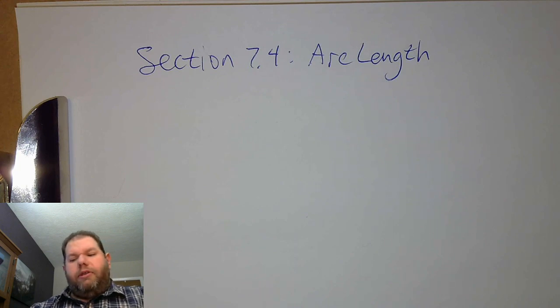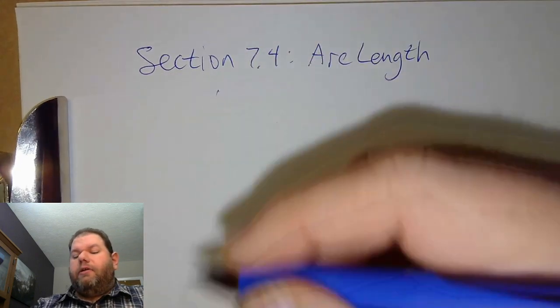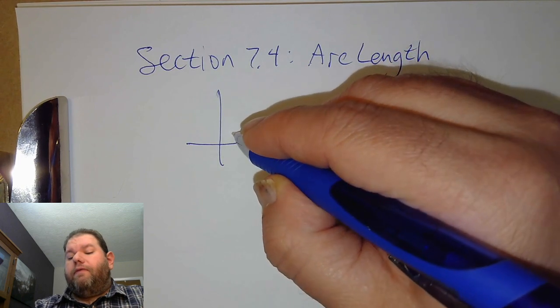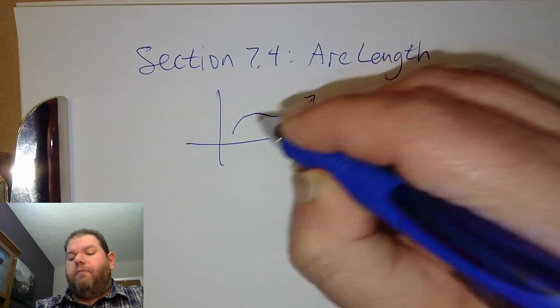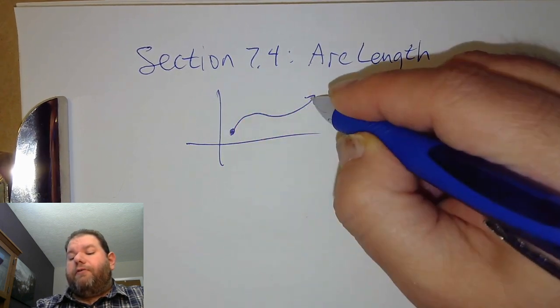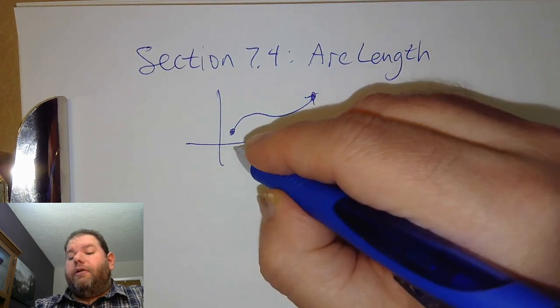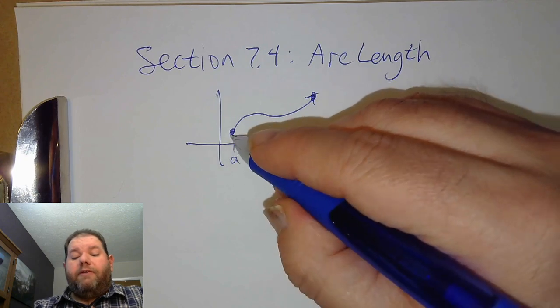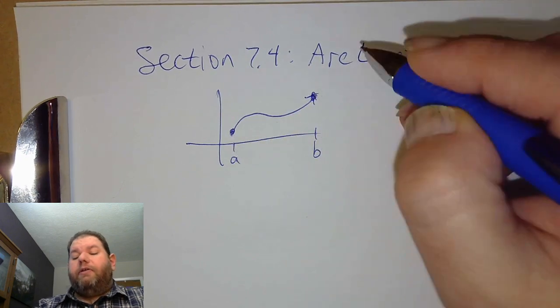Now arc length, basically the idea behind arc length is, let's say that we have a curve, and we actually have endpoints rather than arrows, sorry, and it starts at point A and it goes to point B, from x equals A to x equals B.